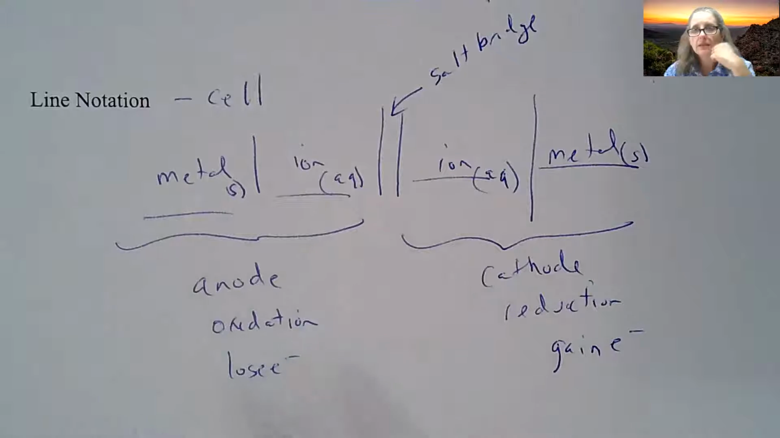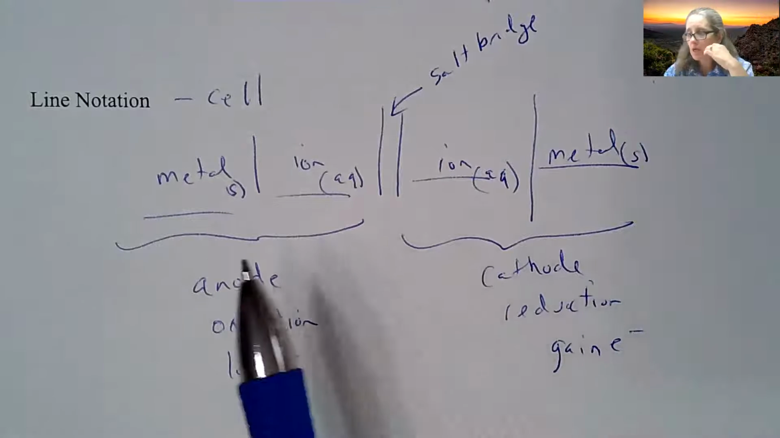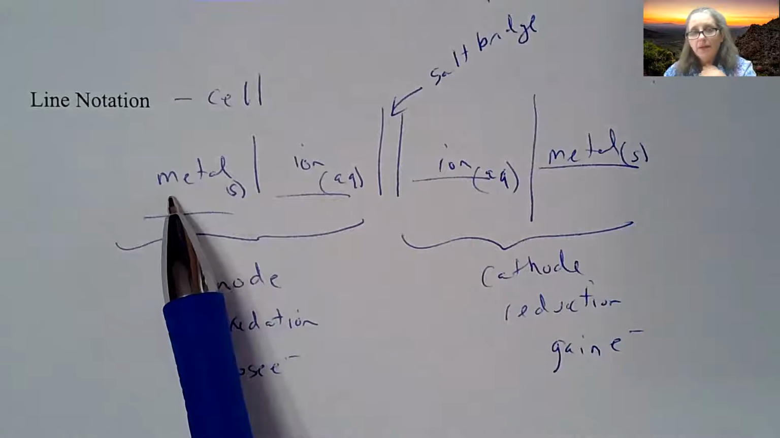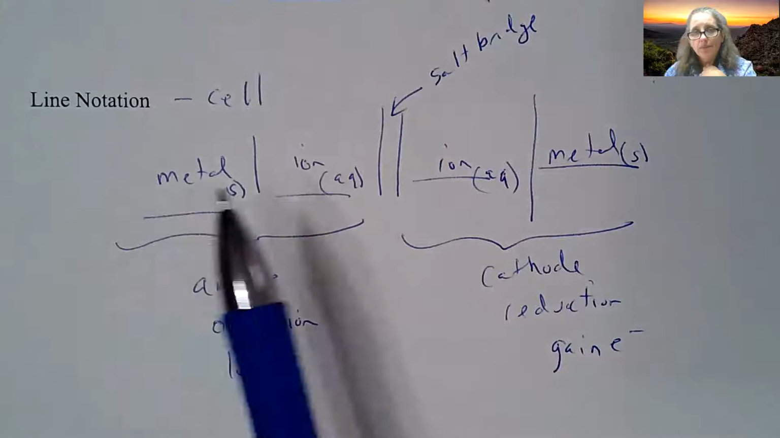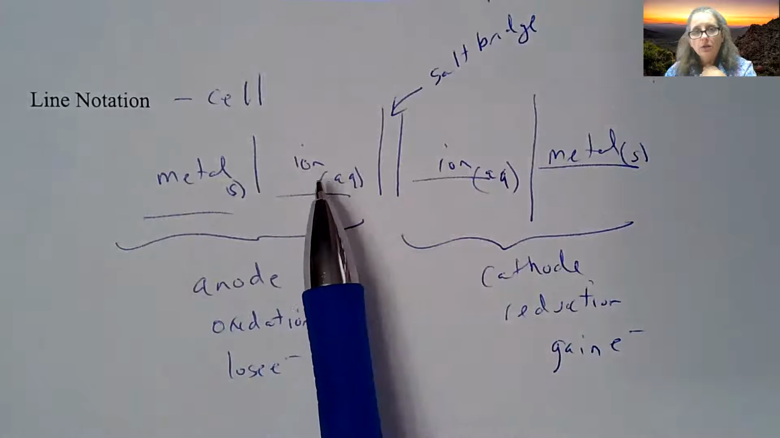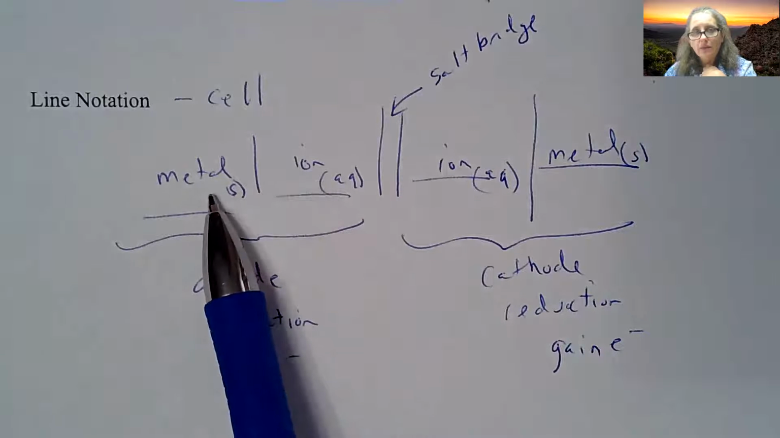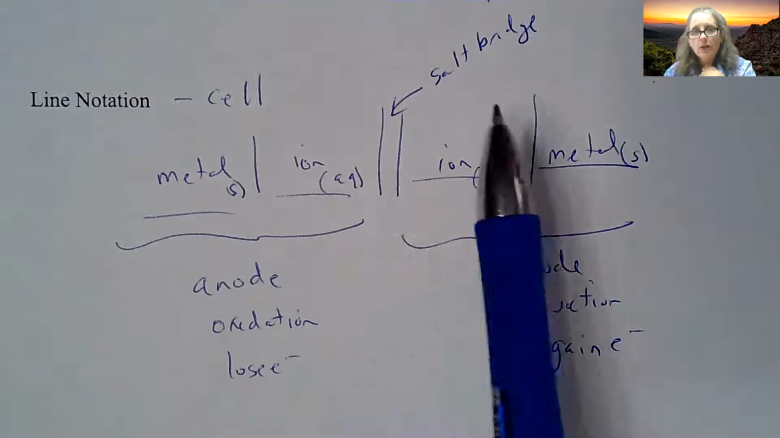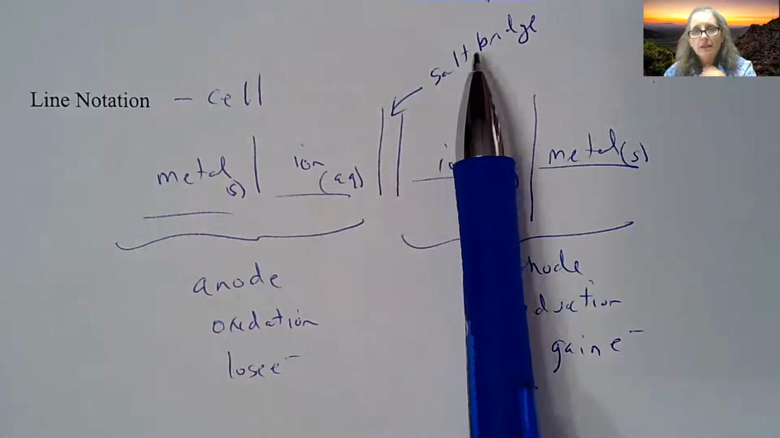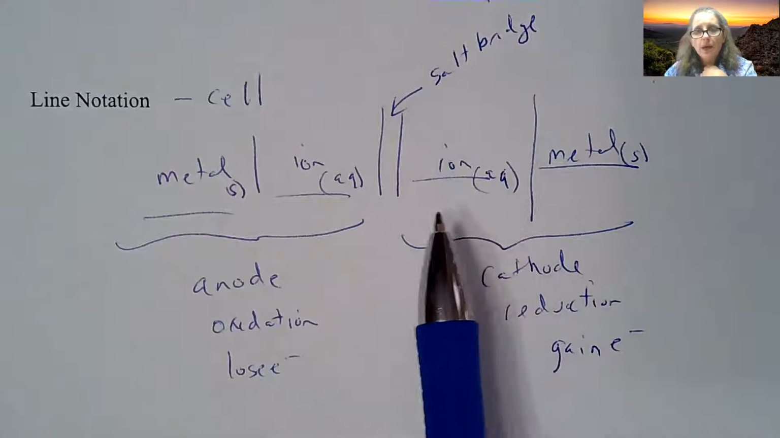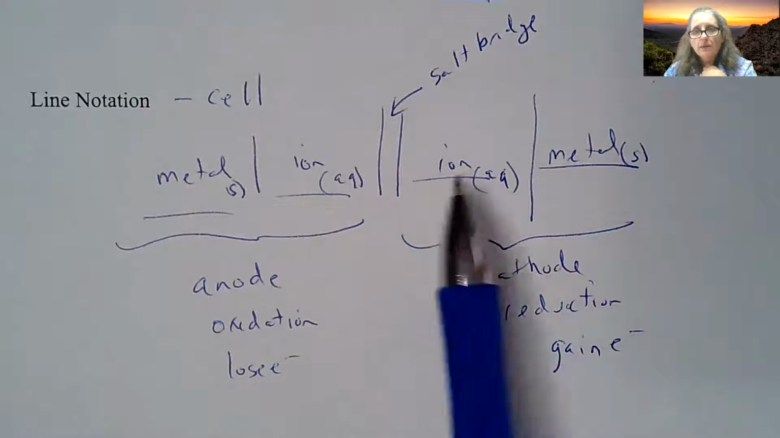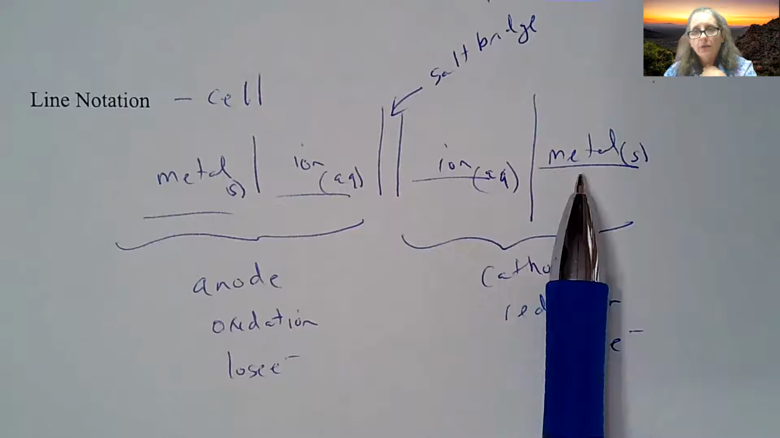All right, so line notation, and I'm going to show you a couple examples here, is always going to be in the same format. That's the good news. On the left-hand side, you're going to write the metal's symbol. You're going to draw a line, and then you're going to write the ion symbol. Metal is going to be a solid, ion is going to be aqueous. You're going to draw two vertical lines to indicate you have a salt bridge.